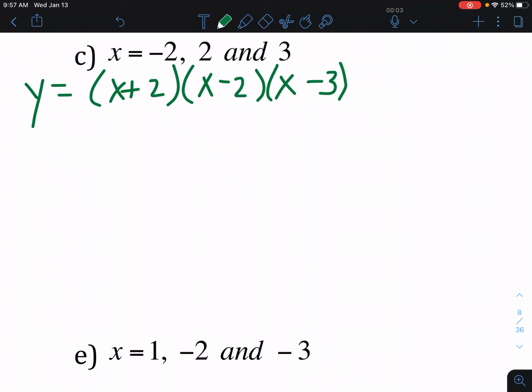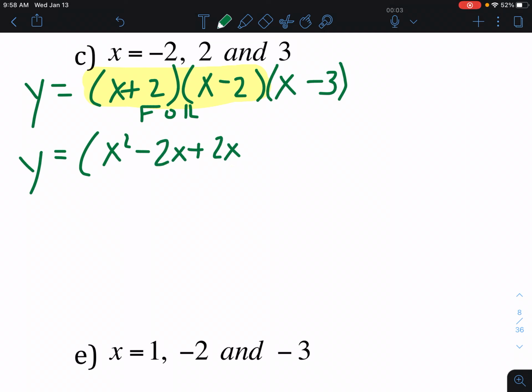So we can't multiply all 3 binomials at once. We need to start with the first 2. So we're going to FOIL this here. So we're going to go first, outer, inner, and last. Bring down your x minus 3 for now. And then combine like terms. -2x plus 2x will cancel out.